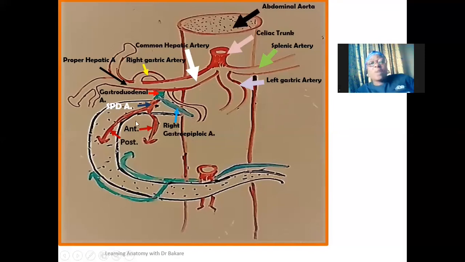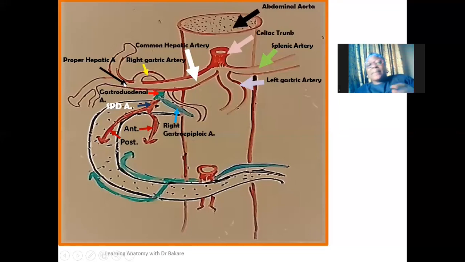The duodenal cap is supplied by branches from the right gastric artery and also the right gastroepiploic artery. These two arteries will supply the initial 2 centimeter of the duodenum, also referred to as the duodenal cap, while the remaining part of the first region of the duodenum and also the second part will be supplied by branches from the superior pancreaticoduodenal artery, which gives anterior and posterior branches to supply this region. So that is how it is presented there.